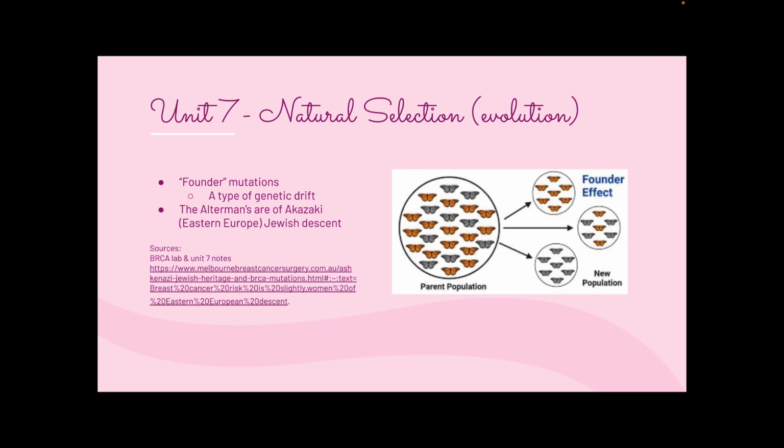So because of a founder effect / mutation that occurred among Ashkenazi Jews, this event caused a high prevalence of BRCA1 and BRCA2 inherited gene mutations in families of Ashkenazi Jewish descent. So in the lab, the BRCA2 gene is present in the Alterman family as they are of Ashkenazi Jewish descent. And this could explain why breast cancer runs through their family.